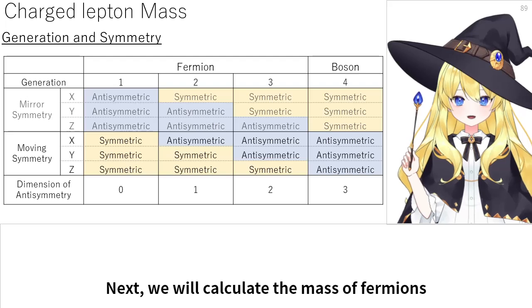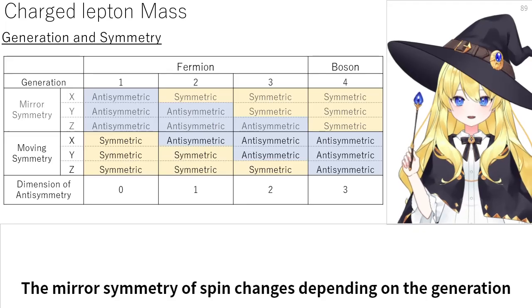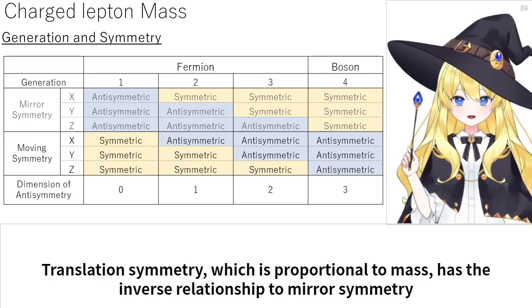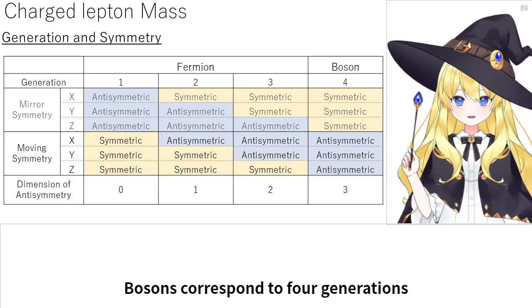Next, we will calculate the mass of fermions. Let's review generations, which only fermions have. The mirror symmetry of spin changes depending on the generation. Translation symmetry, which is proportional to mass, has the inverse relationship to mirror symmetry. As the number of generations increases, the number of antisymmetric dimensions increases. Bosons correspond to 4 generations.